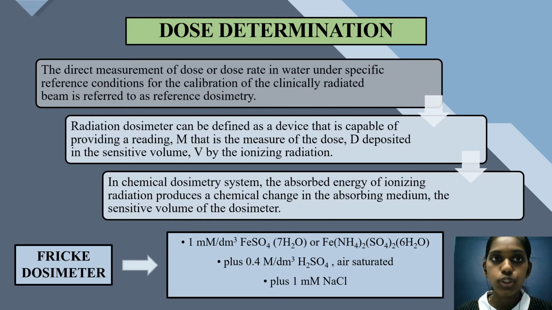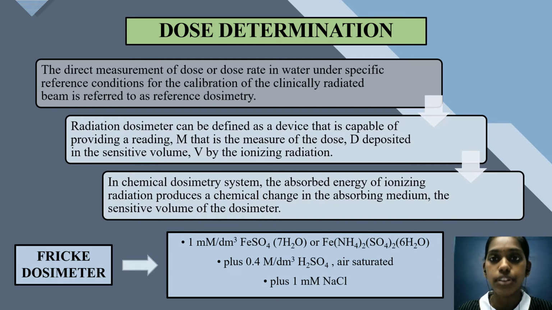First, we are going to look at the dose determination for gel or chemical dosimetry. The direct measurement of dose or dose rate in water under specific reference conditions for the calibration of the clinically radiated beam is referred to as reference dosimetry. Reference dosimetry is where the dosimeters are calibrated to accurately measure the radiation dose while providing traceability to standards of the laboratory.